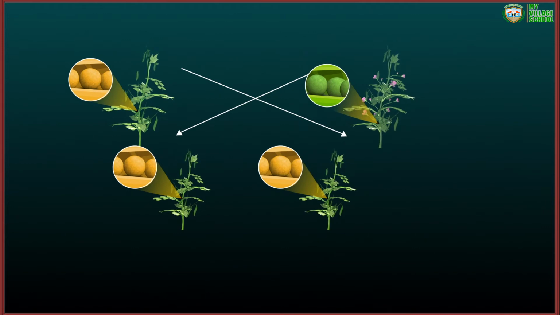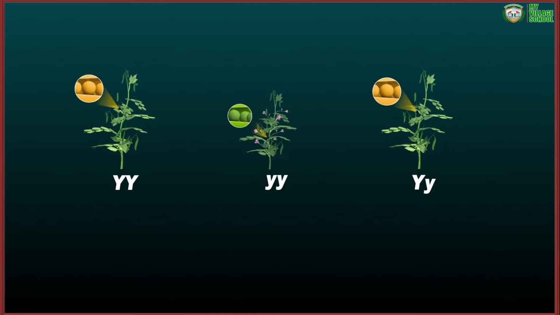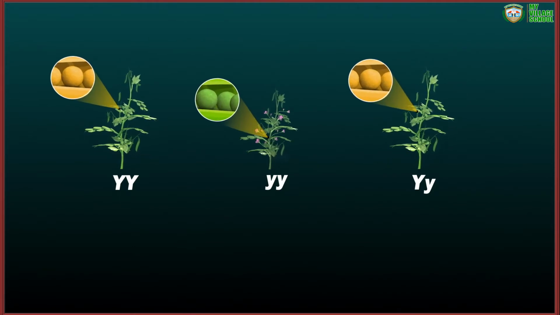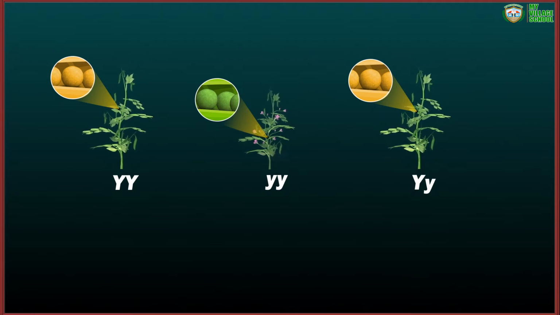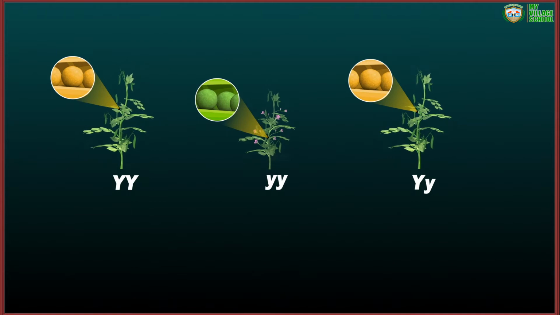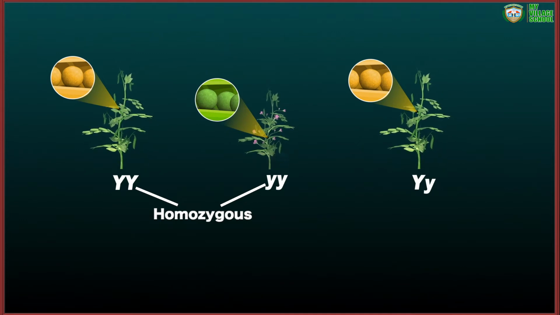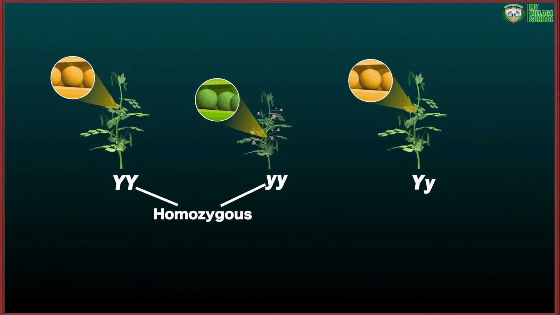A pure breed parental yellow seed producing pea will have both the factors of same type and is denoted by capital Y, capital Y. A pure breed parental green seed producing pea will also have both the factors of same type and is denoted by small y, small y. Capital Y capital Y and small y small y are called homozygous as the factors in them are same. If the combination is capital Y, small y, then it is called heterozygous.